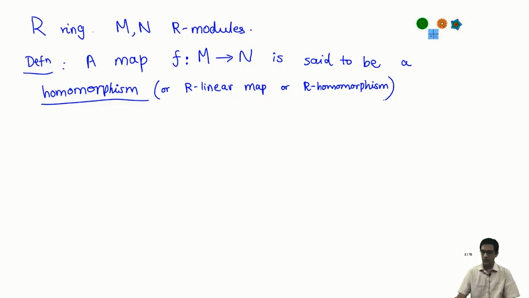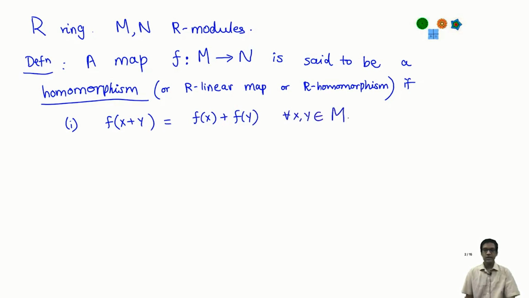So a homomorphism of R modules is a map satisfying the following two properties. One, that f of x plus y equals f of x plus f of y for all x and y in the set M, and property 2 is that f of r acting on x should be r times f of x. This is for all x in M and for all ring elements r in R.